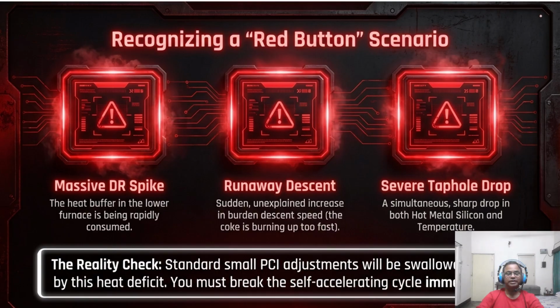We call this the red button scenario. It's marked by a massive eta spike, a runaway burden descent where coke is burning too fast, or a sharp simultaneous drop in both silicon and temperature. In these cases, a small PCI tweak will be swamped by the heat deficit. You must break the cycle immediately. Here is the four-step emergency procedure for when that red button is pushed. The red button procedure.